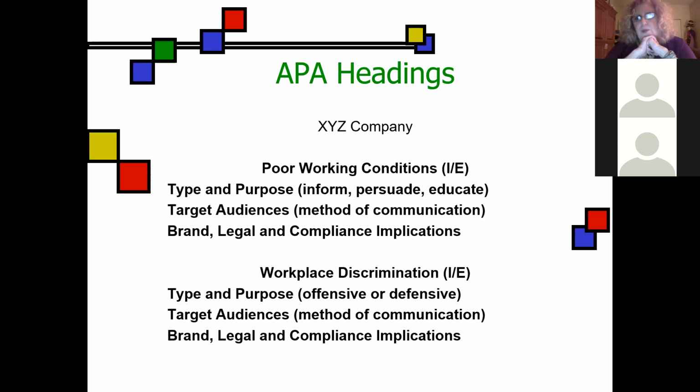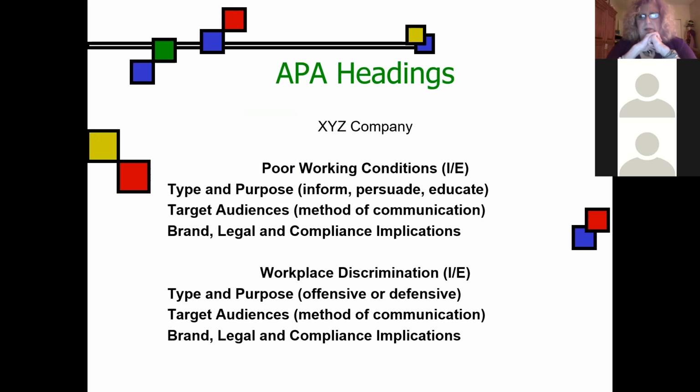So I'm starting out with XYZ Company. Remember, this is some background information. I would also put a little bit of information about the context and need, since those sections are not required. Poor working conditions, internal and external, is a main centered heading. Type and purpose, which is where you talk about whether it's to inform, persuade, or educate. For the target audience, make sure you include the method of communication, and you add the brand, legal, and compliance. Those are level 2 headings that are in the margin.